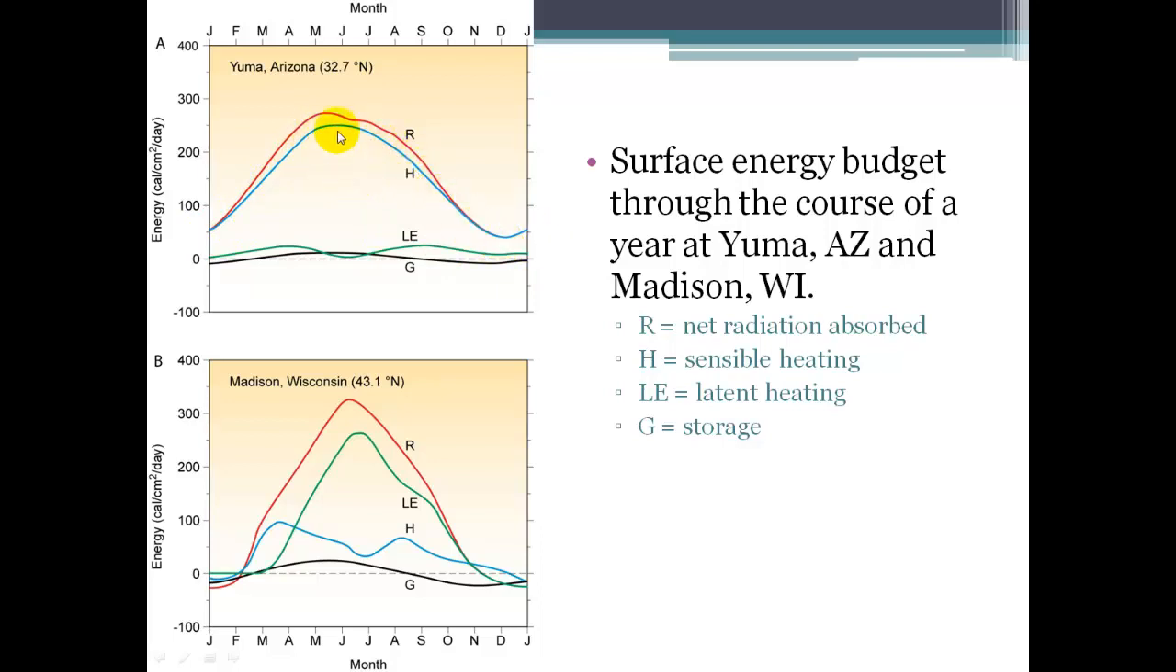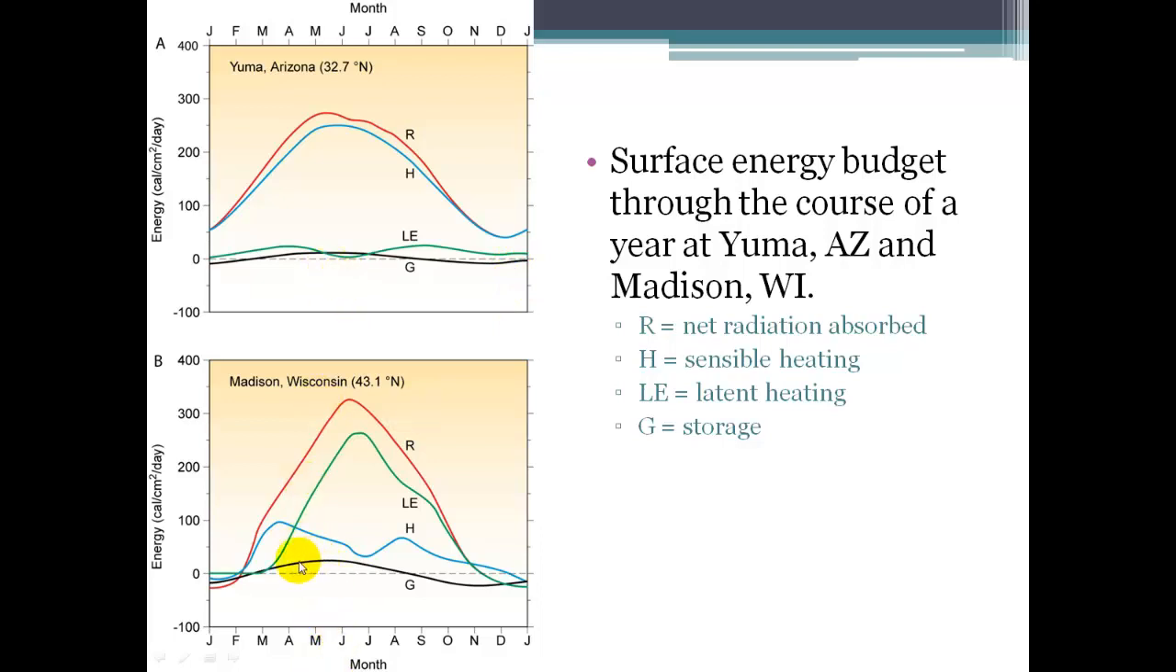And you can see in Yuma, it's most of it, compared to the green line, which is the latent heat. It's minimal. There's not much water in Yuma, so there's not much water to enact a phase change. So most of the available energy goes towards heating the atmosphere, and it gets very hot and dry in Yuma. And then the black line is storage, how much energy is being stored. You can see that's pretty negligible, which is typically the case for natural materials.